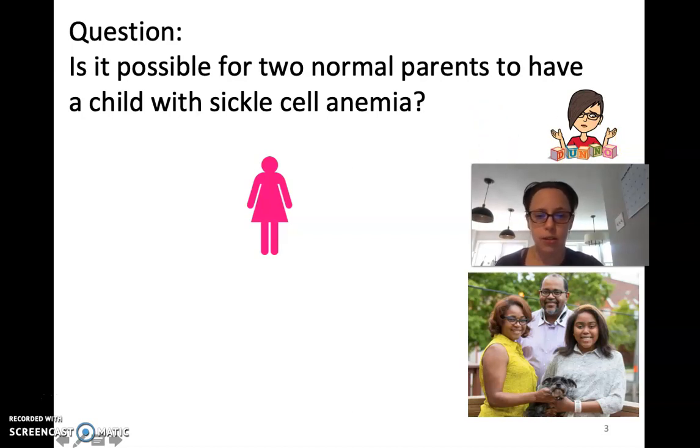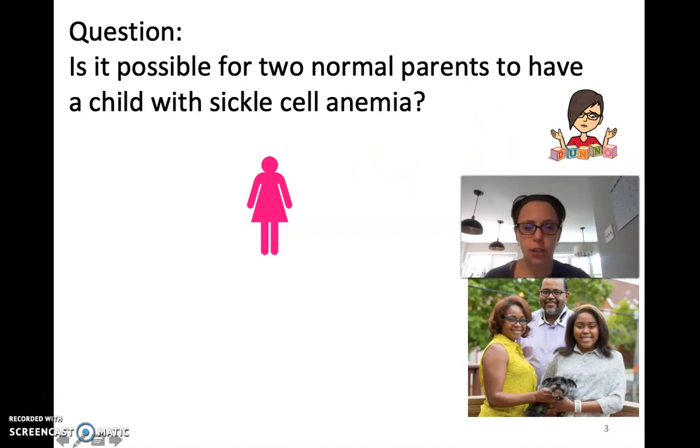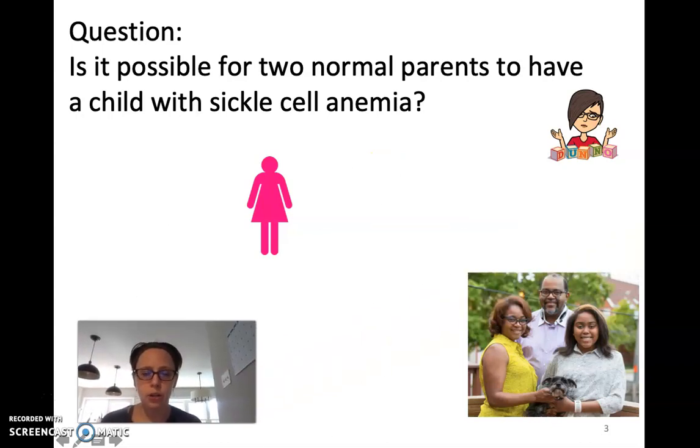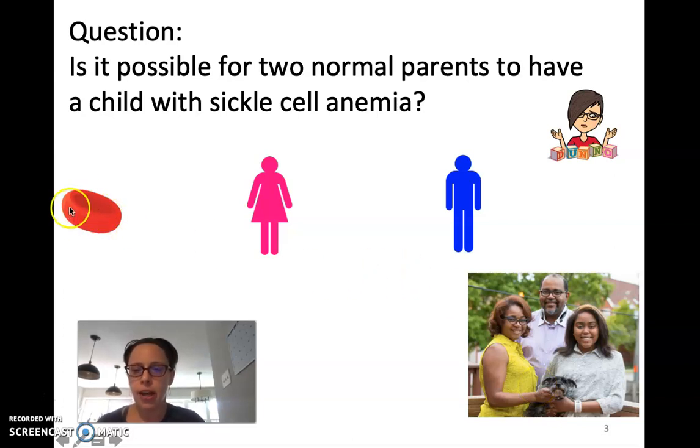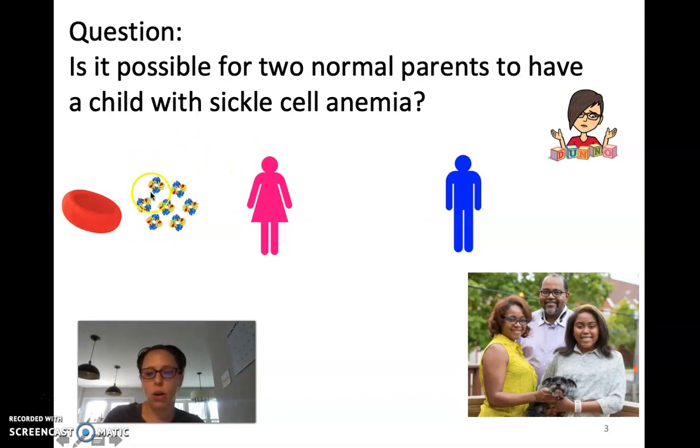I'm just going to move this off to the side here so you can't see it. I don't know where to move it. So here's mom. This pink person represents mom, and this blue person represents dad. They're the parents, and they have normal red blood cells. What the hemoglobin, the molecule in those red blood cells, looks like on a molecular level is this right here. Here we have a normal hemoglobin molecule. Here's another one. And you can see that they are just fine.